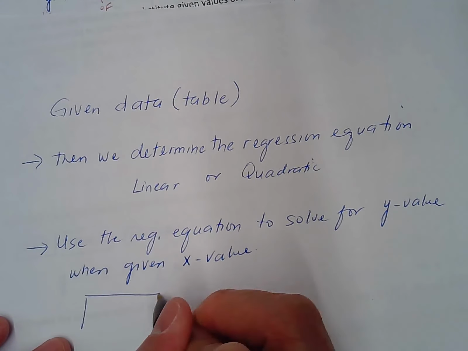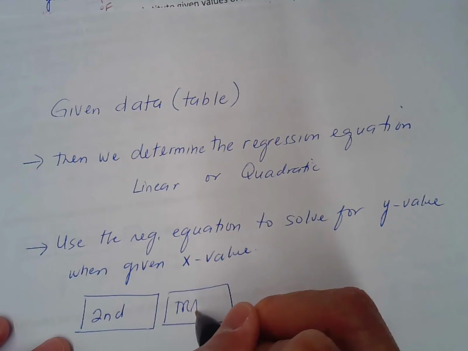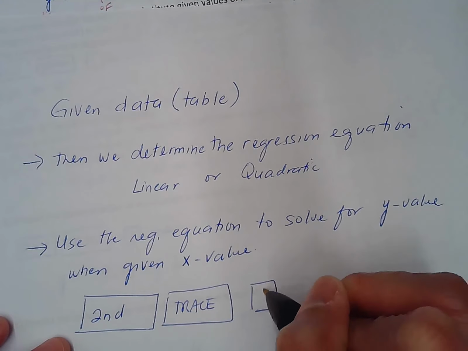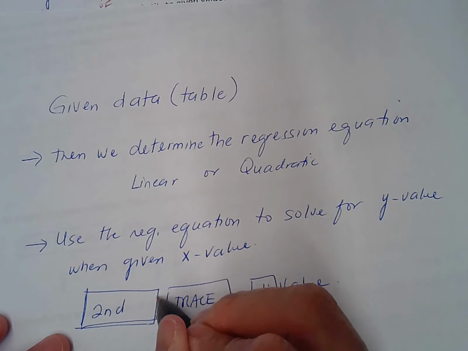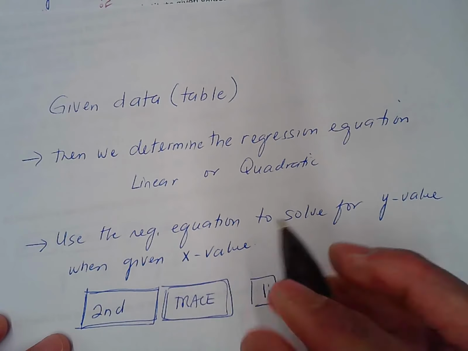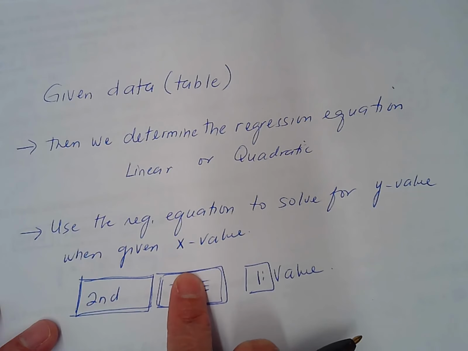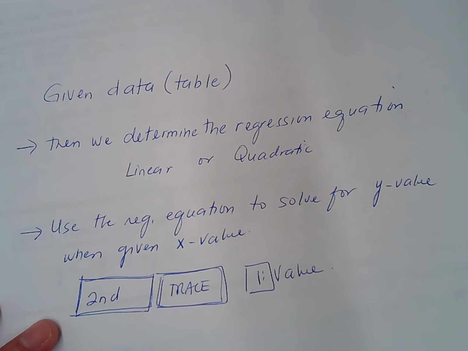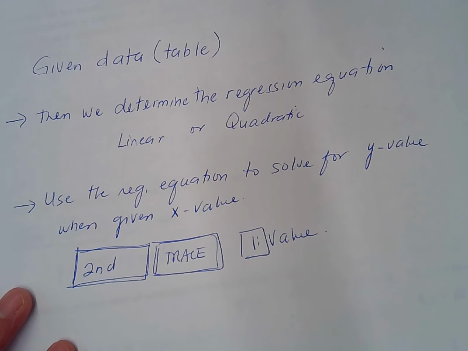And to do that, you've written it down already. So you go second function, trace, and then you press 1 for value. Now, when I put a box around the word, it means an actual button. So you press the second button, then the trace button, and the 1 button to go to value. And then you enter your value, and then your y would come out. Okay?